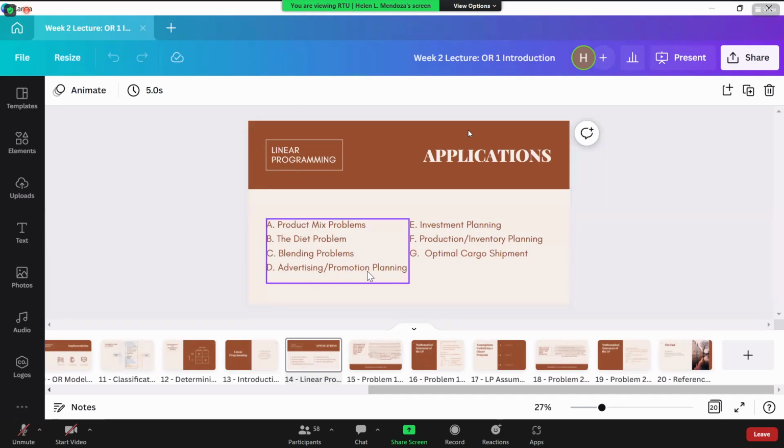Then we have advertising or promotion planning. Usually the objective here is to reach as many target clients as possible.